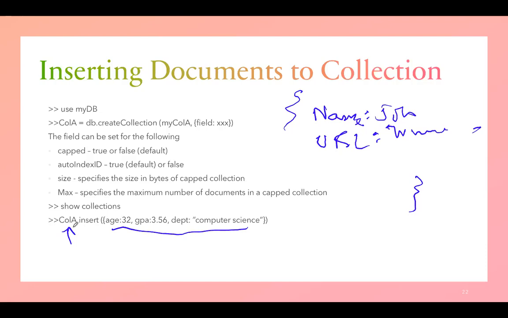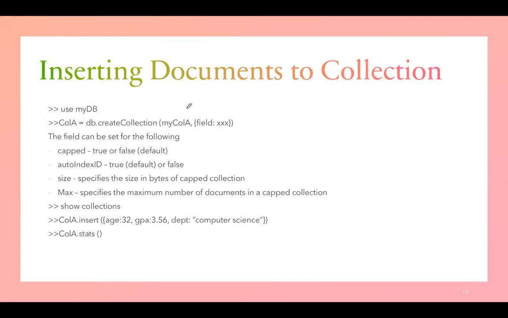And when I'm inserting against this collection object, which is this one, I'm essentially inserting into the collection that is named what? My col A. But I'm using this handler object to be able to insert the data into my collection, right? This is what I'm doing here. Then you can get the stats. This is something in your homework assignment.